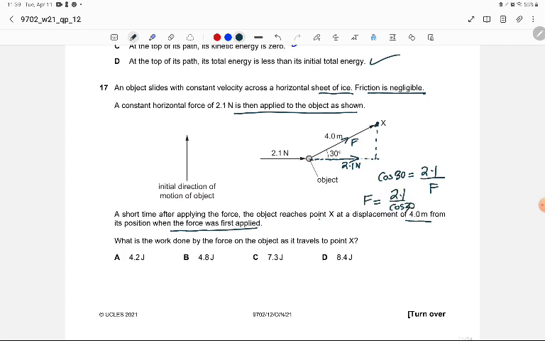So let me just find it out. 2.1 divided by cos 30, and that gives me 2.42. So this force is 2.42 Newton, and we just have to multiply the force by distance, and that should give me the work done. So work done should be 2.42 multiplied by 4, and that gives me 9.68. Nope, I made a mistake. Friction is negligible. I'm not getting the right answer, but let's just verify it again.